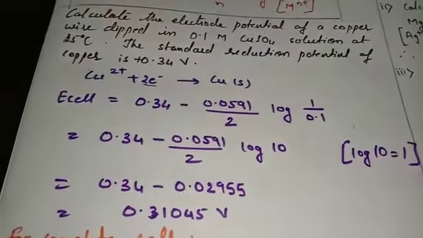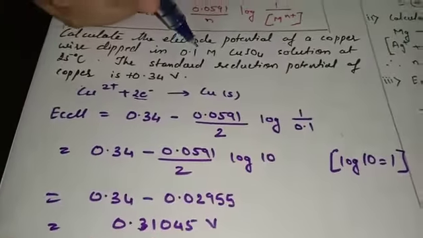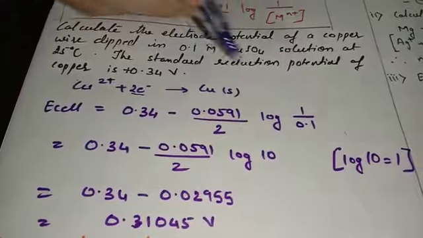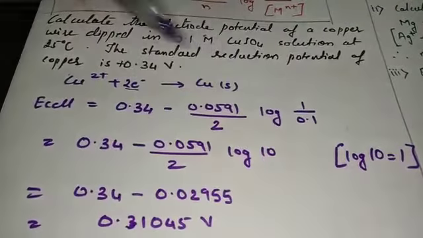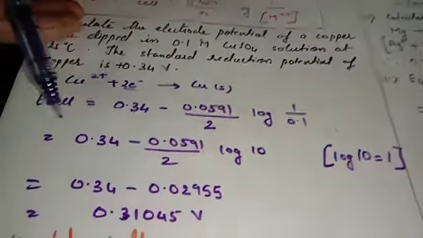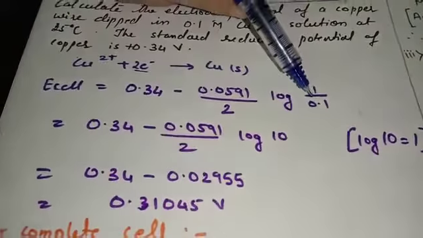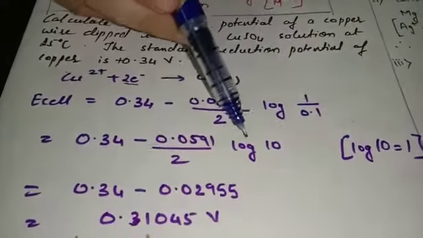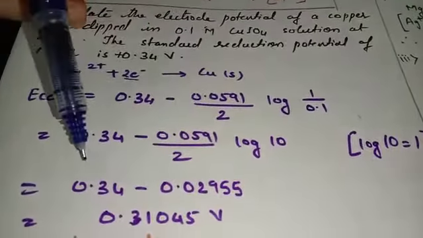From where do you get 0.1? You can see here 0.1 molar concentration, so here I have written 0.1. On solving this equation, you will get that 1 upon 0.1 comes to be log 10, and log 10 value comes to be 1. Hence it comes to be 0.34 minus 0.02955. The final answer comes to be 0.31045 volt. So by this method you can calculate the reduction potential for the half cell.